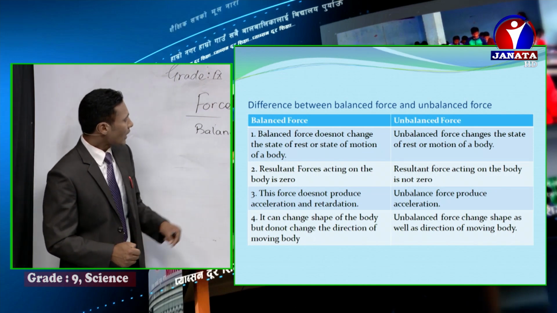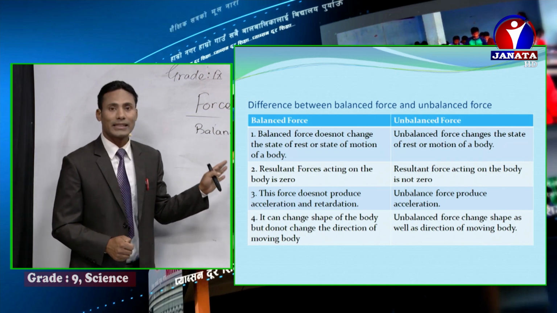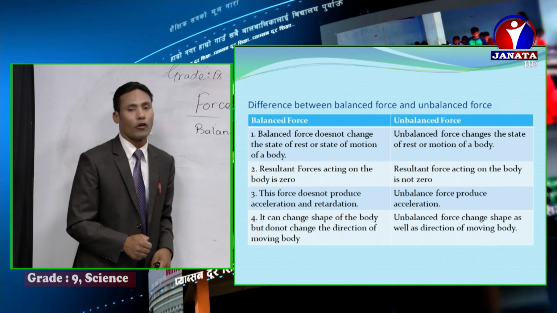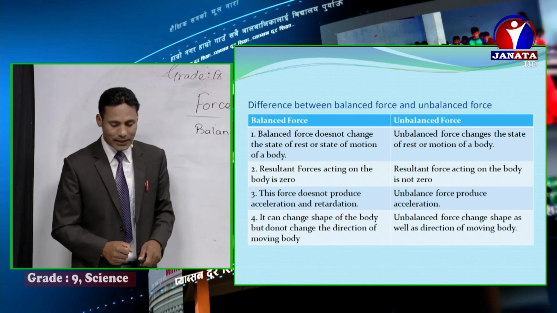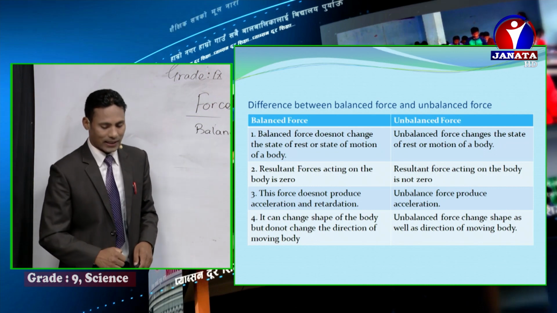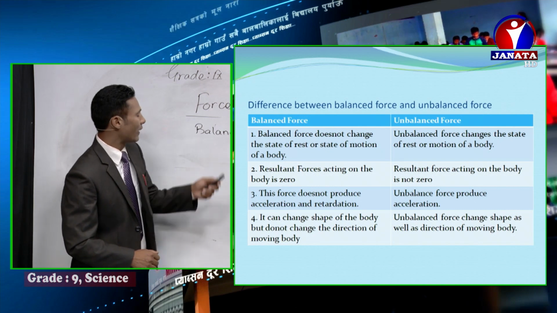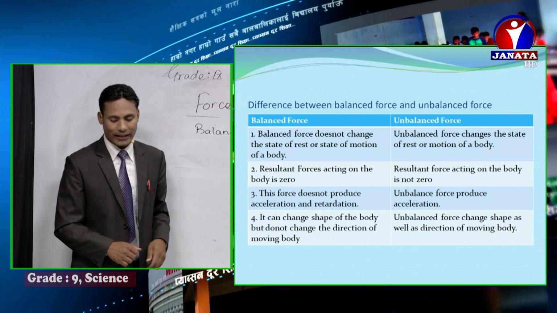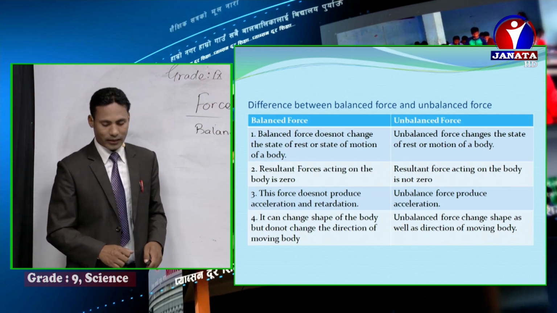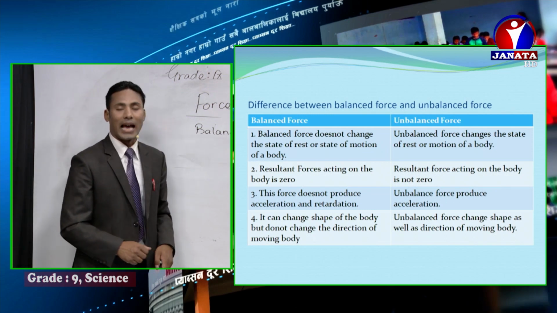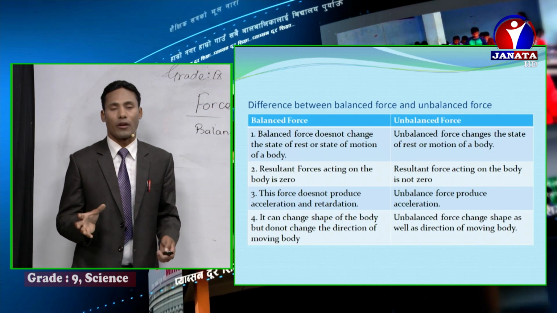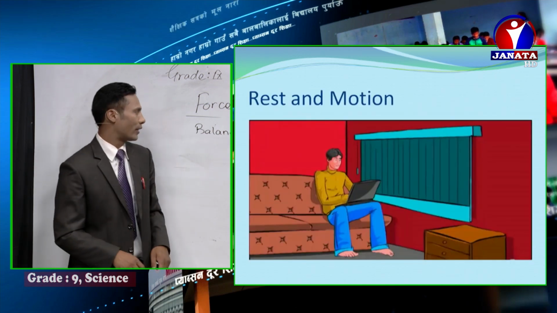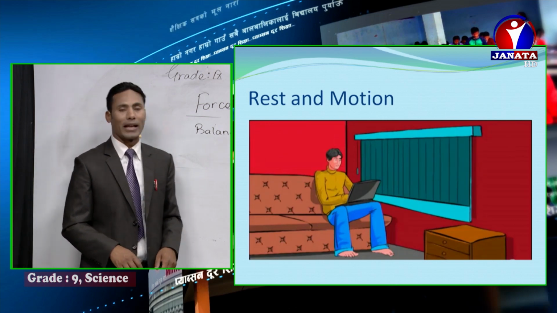Similarly, the balanced force doesn't cause acceleration on the object, but the unbalanced force causes acceleration, it produces acceleration, right? Similarly, in the case of balanced force, the shape may be changed, but in the case of unbalanced force, the shape also gets changed, as well as the direction of the object. So that is the difference between the balanced force and the unbalanced force.